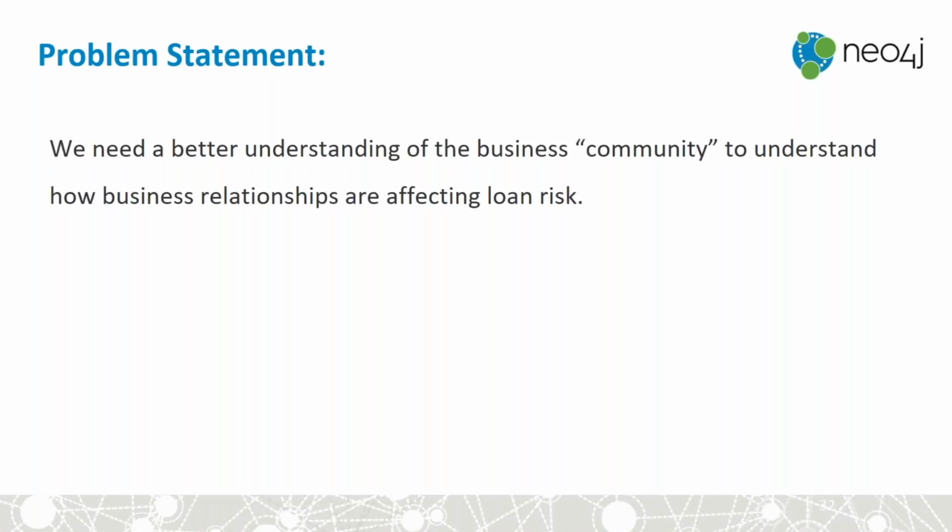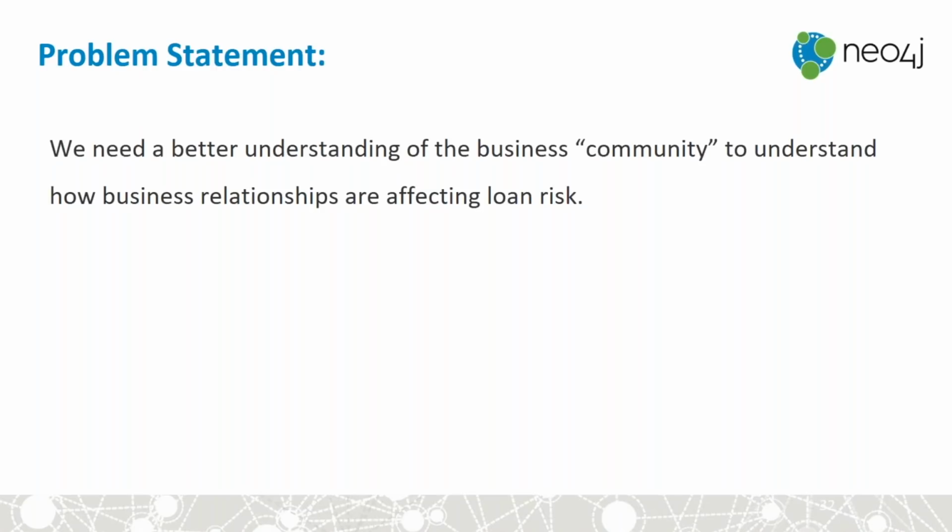This is their problem statement. We need a better understanding of the business community, my apologies, to understand how business relationships are affecting loan risk. So when I engaged, the team was like, here's the deal. We're a big bank. We have standard practices for how we identify risk. We have all this information. We use detailed information, we have an analyst go over it, and we decide this is the credit risk for this particular loan for this particular business.